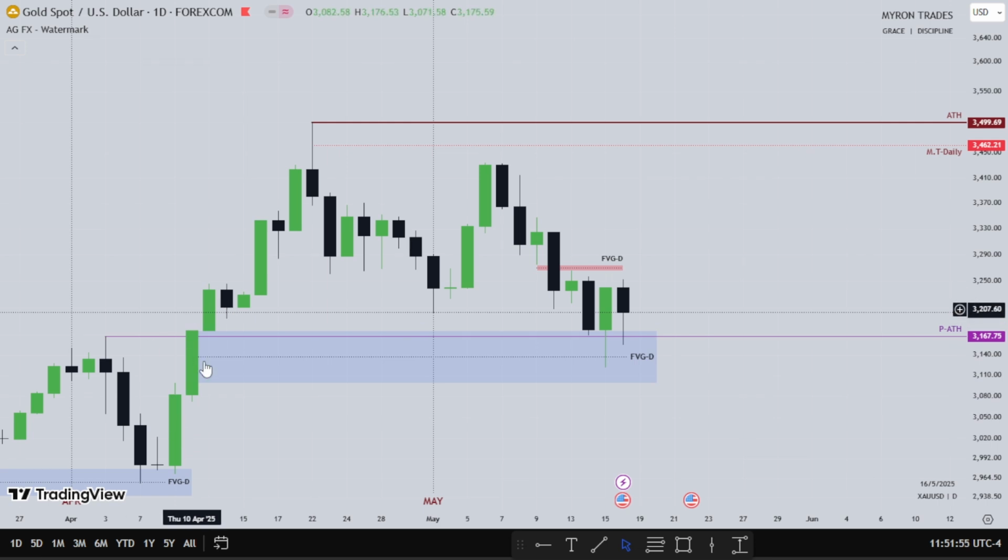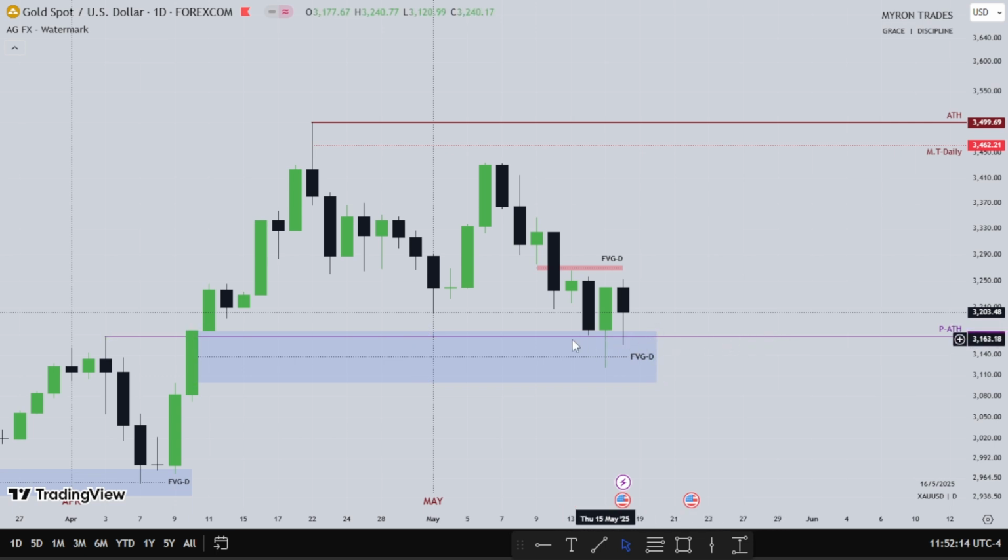You can see how Wednesday dipped in, then Thursday dipped into the fair value gap, midpoint of it, found what? Support, go higher, closes higher. Then Friday trades lower again, hits the previous all-time high on gold. Look at the price holding.